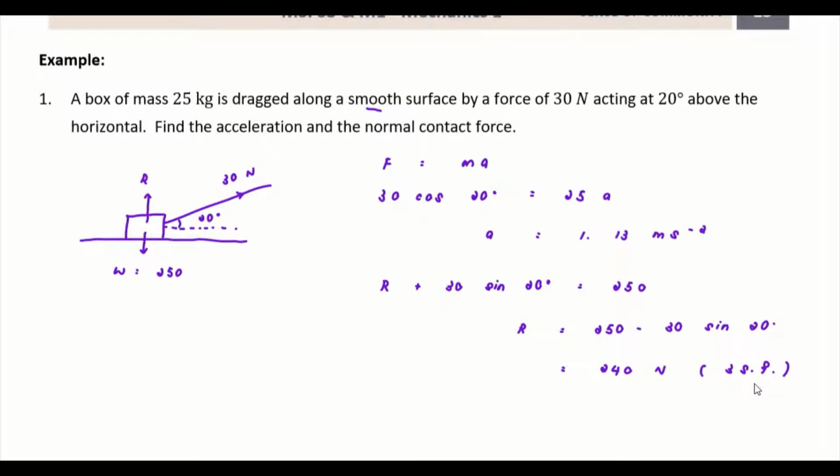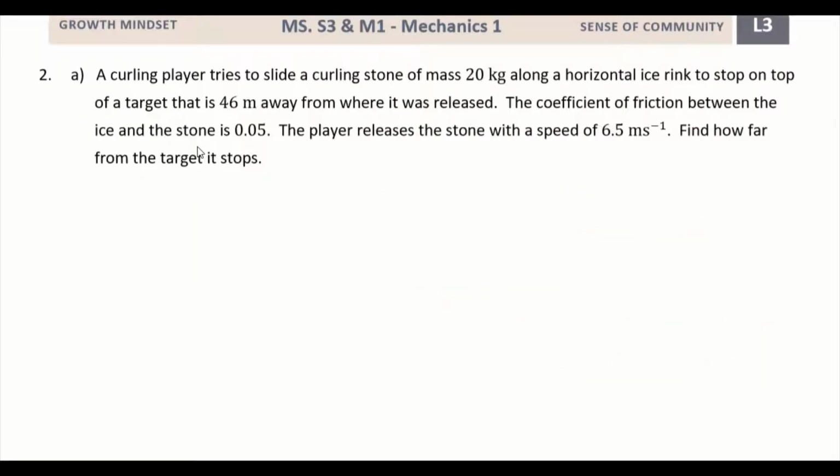So now let's move on to example 2. Number 2, part A. A curling player tries to slide a curling stone of mass 20 kg along a horizontal ice rink to stop on top of a target which is 46 meters away from where it was released.